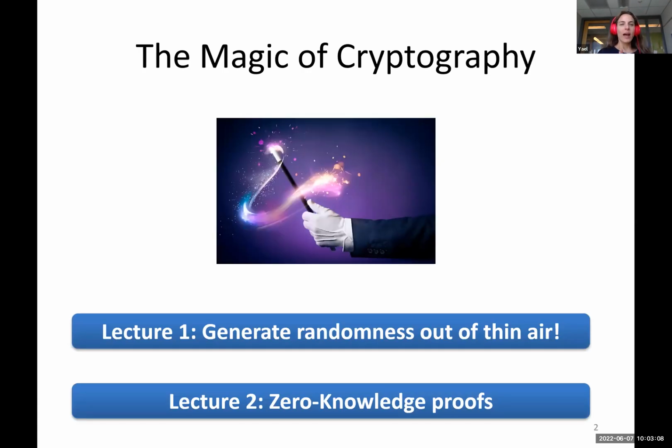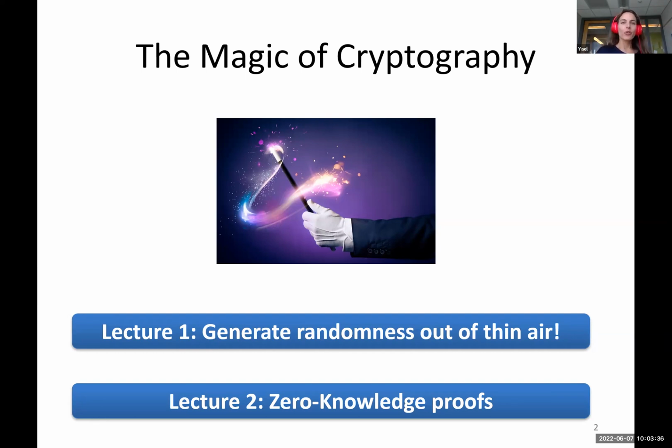Okay, so last time, yesterday, I started telling you about the magical aspects of cryptography. And one thing we saw is how we can generate randomness out of thin air. That was the first magic, where the idea was, of course, we cannot generate randomness, but we can generate pseudo randomness. And that's actually what allows us to do cryptography.